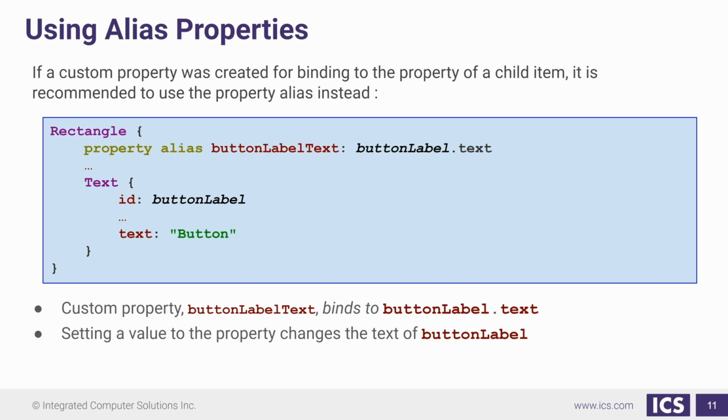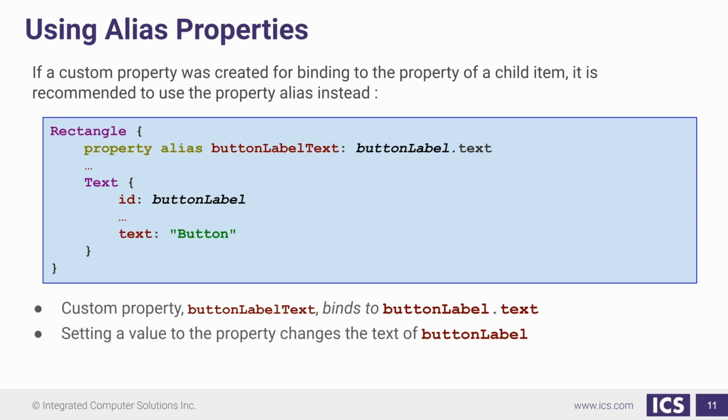The property, when something is using this object and it asks to change the button label text, the changes or requests for the data will be forwarded to our button label's text property.